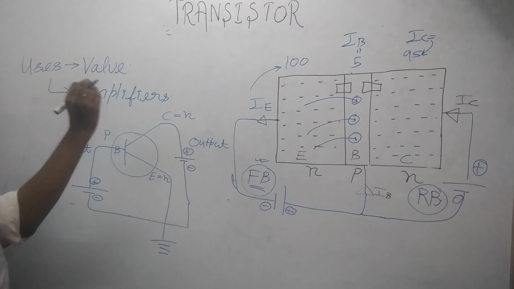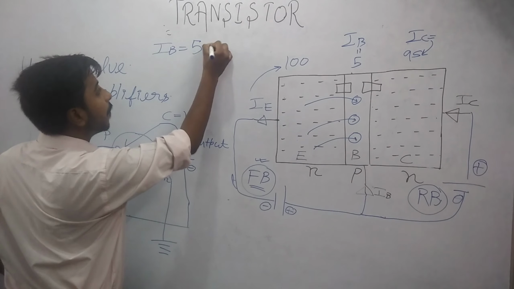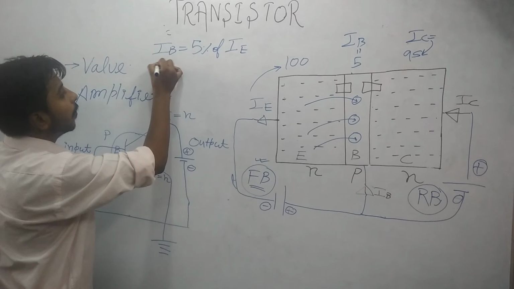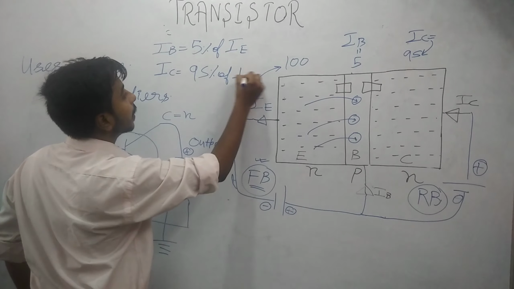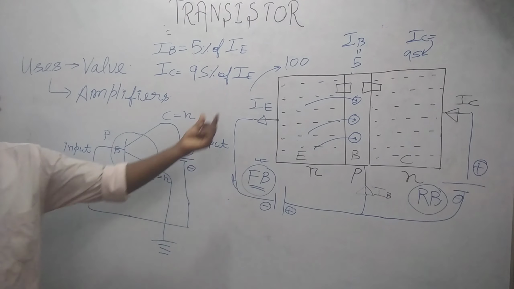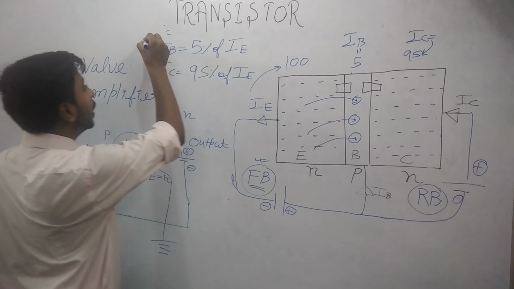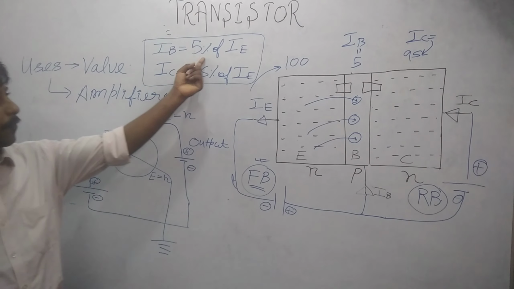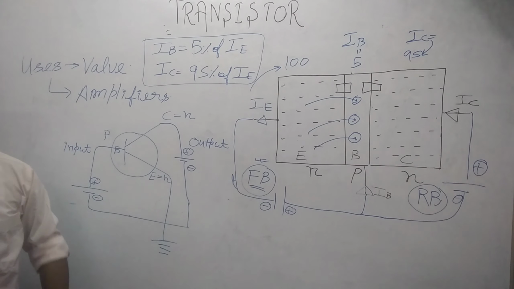Okay, you need to understand two more things: the current of base is only 5% of the current of emitter, and the current of collector is 95% of the current of emitter. That's why I used these values, so that you do not get confused. These were hypothetical, but this is reality. The current of base is only 5% of the current of emitter, while the current formed in the collector is 95% of emitter.